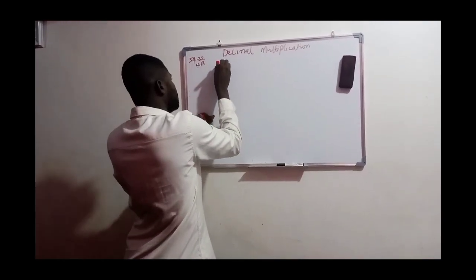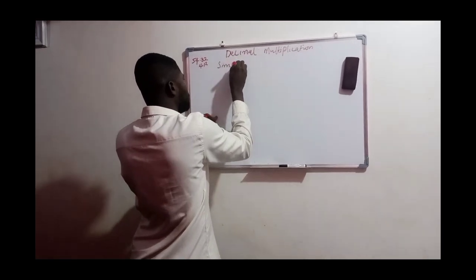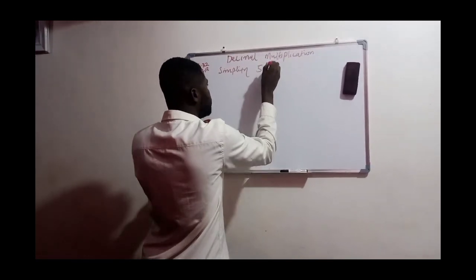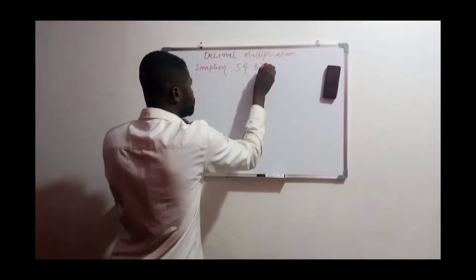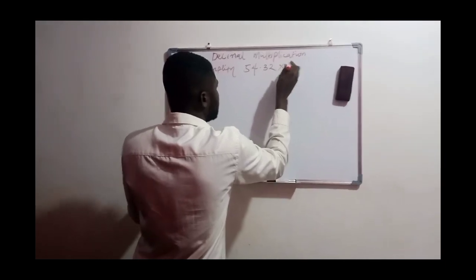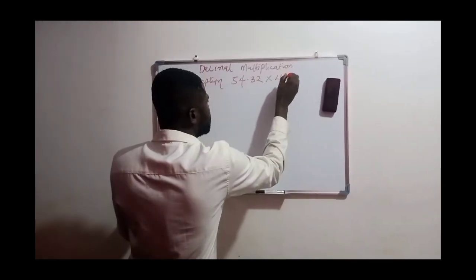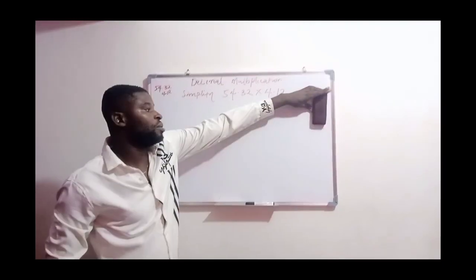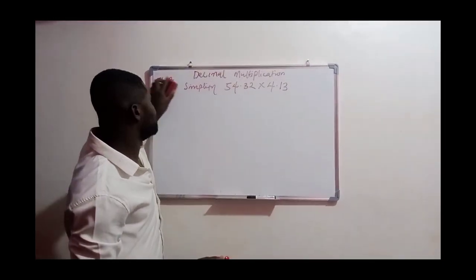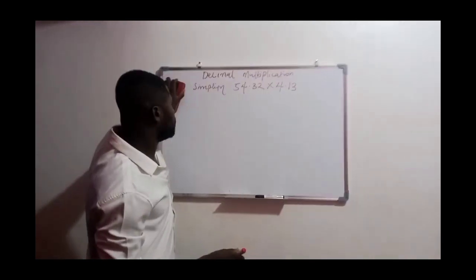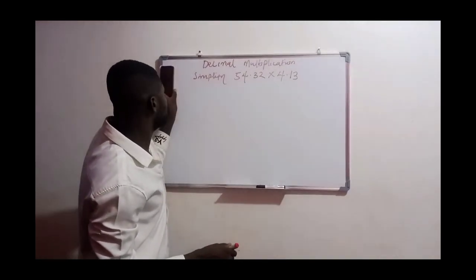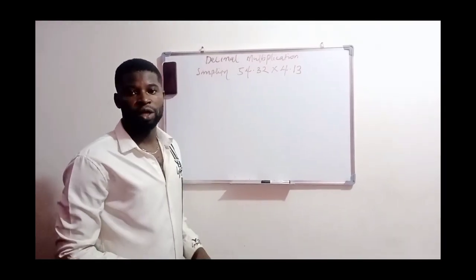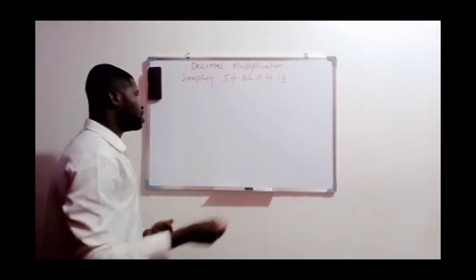Simplify 54.32 by 4.13. Here is the example that we should simplify: 54.32 multiplied by 4.13. We say solution.